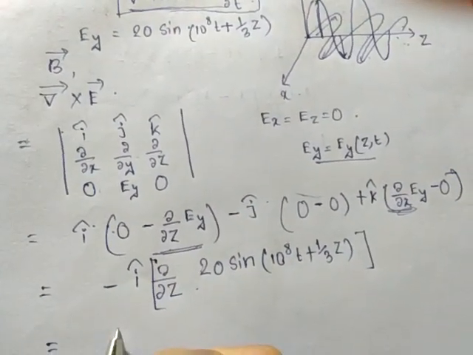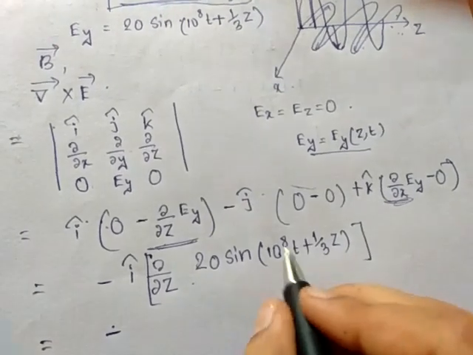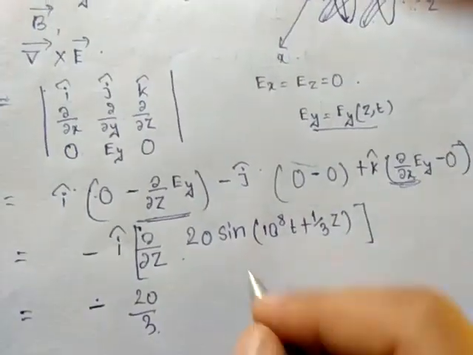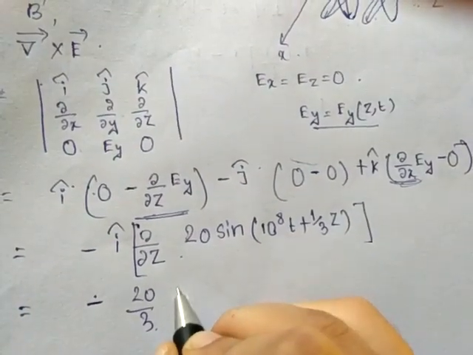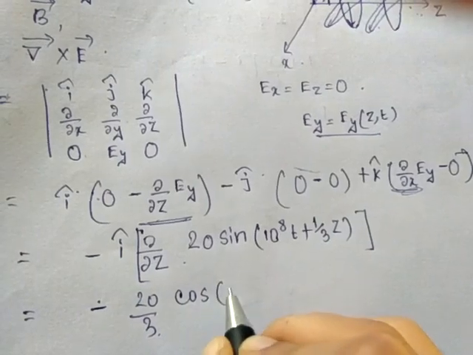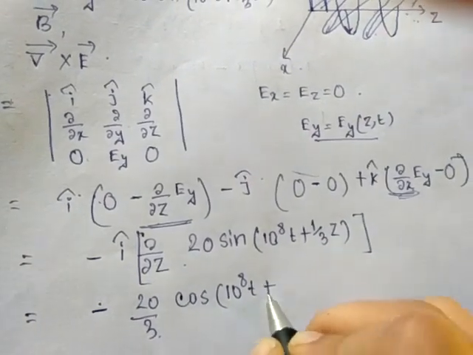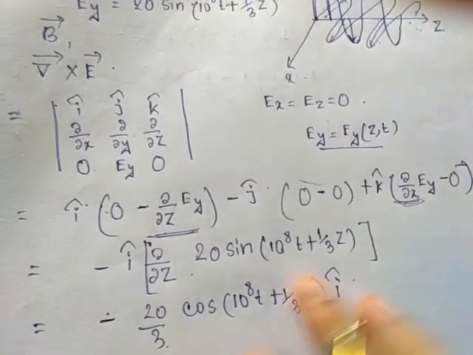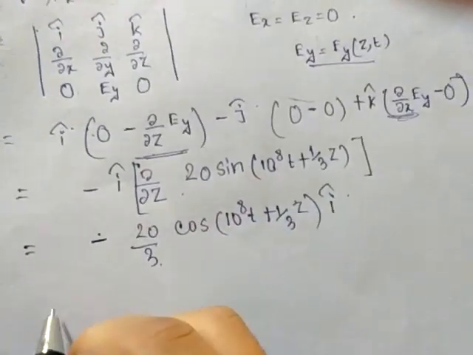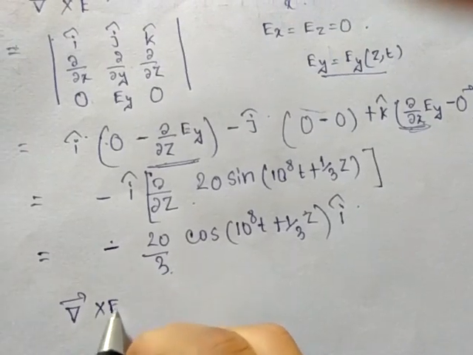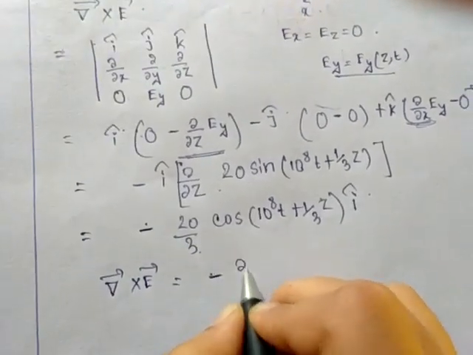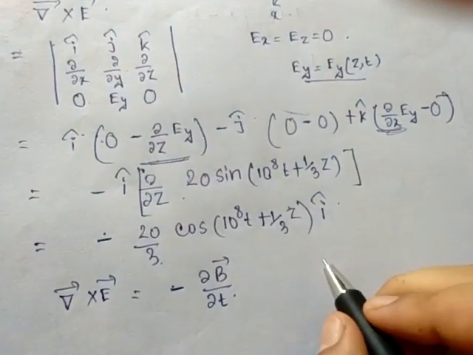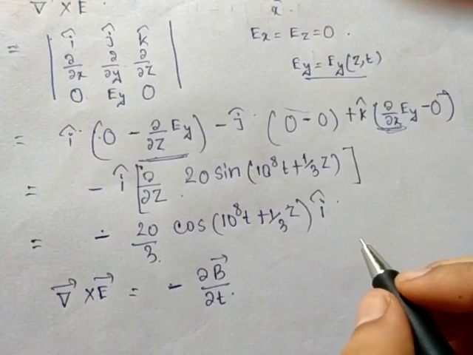If we calculate, it will be 20 by 3 cos(10^8 t − 1 by 3 z) i cap. Now, del cross E vector equals minus del B by del t.